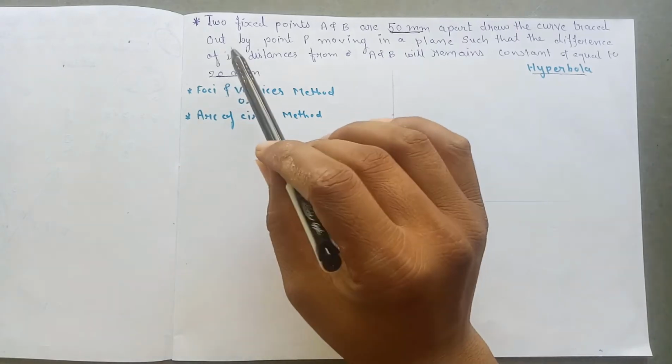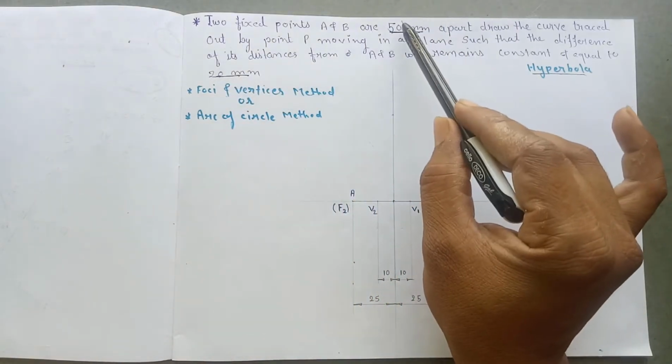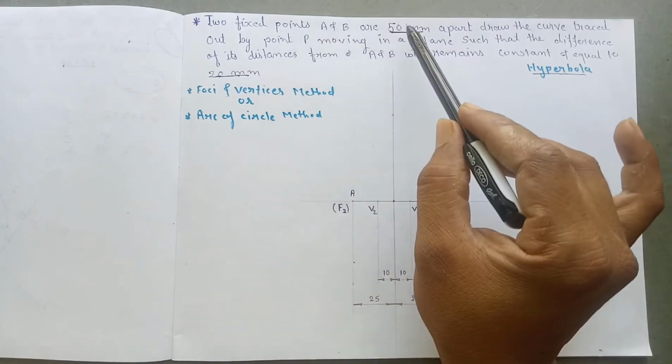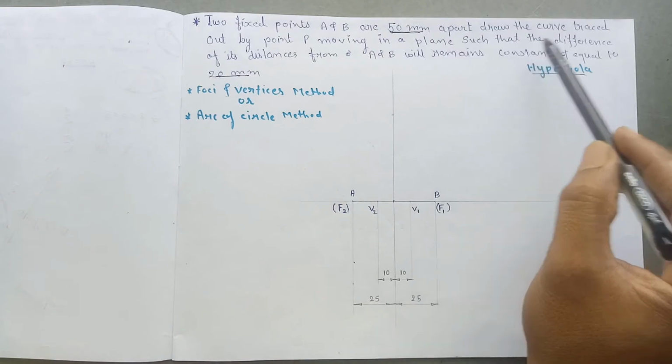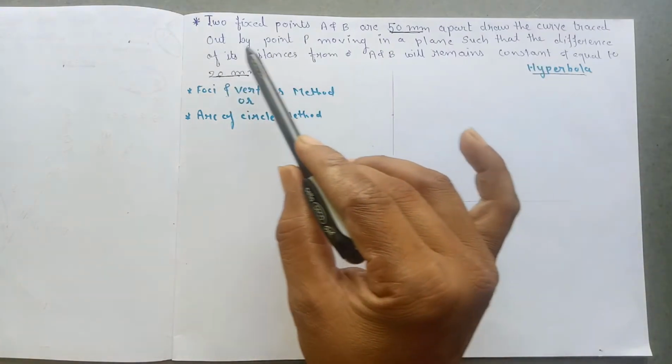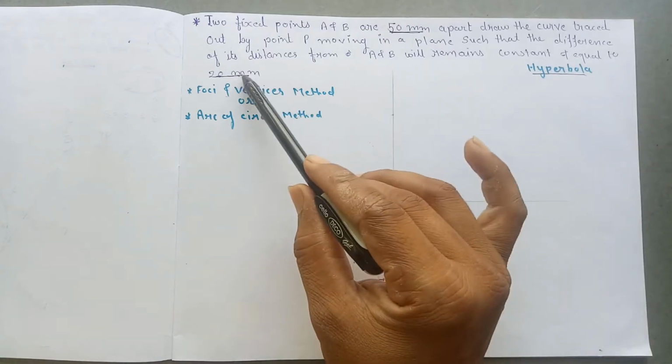So here the first statement is given. Two fixed points A and B are 50 mm apart. Draw the curve traced out by point P moving in a plane such that the difference of its distances from A and B will remain constant and equal to 20 mm.